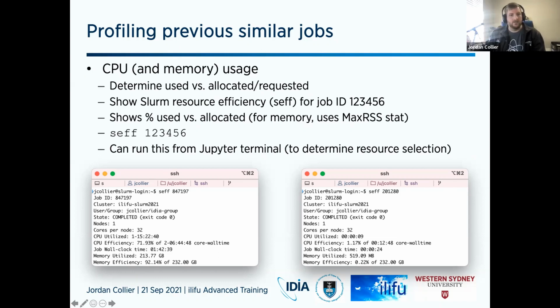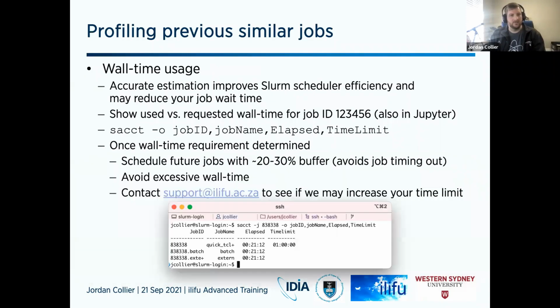So you can also run this within Jupyter to determine the future resource allocation from the dropdown. And then lastly, your wall time. Accurate estimation of your wall time in particular, all of these in fact, but wall time helps the Slurm scheduler to increase its efficiency and may reduce your job wait time. So you can, for instance, show used versus requested with saccount again. And I'll demonstrate all of these in a moment.